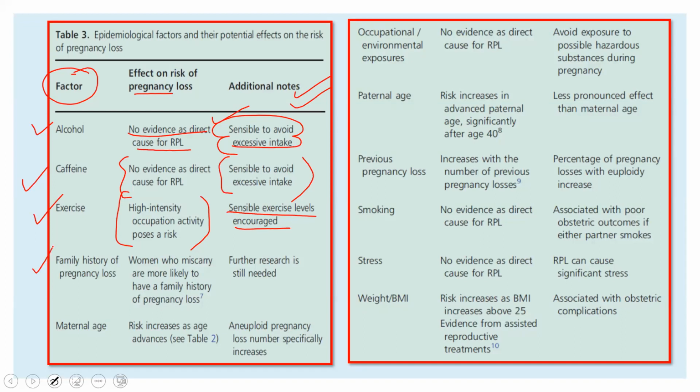Then comes family history of pregnancy loss. Do you really think that family history is going to be important in pregnancy or miscarriage? Yes or no? No, right? Because miscarriage is personal. It is not going to bring any kind of family association. However, they say that women who miscarry are more likely to have a family history of pregnancy loss, but further research is still needed. So they're not sure yet whether it is associated or not.